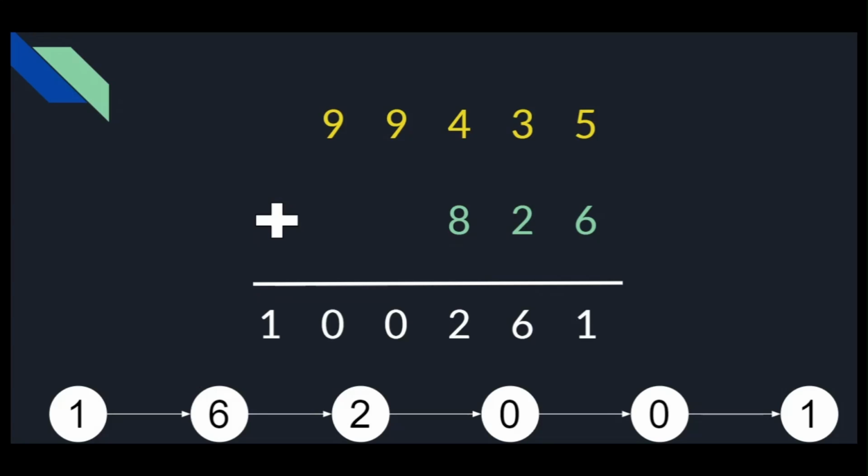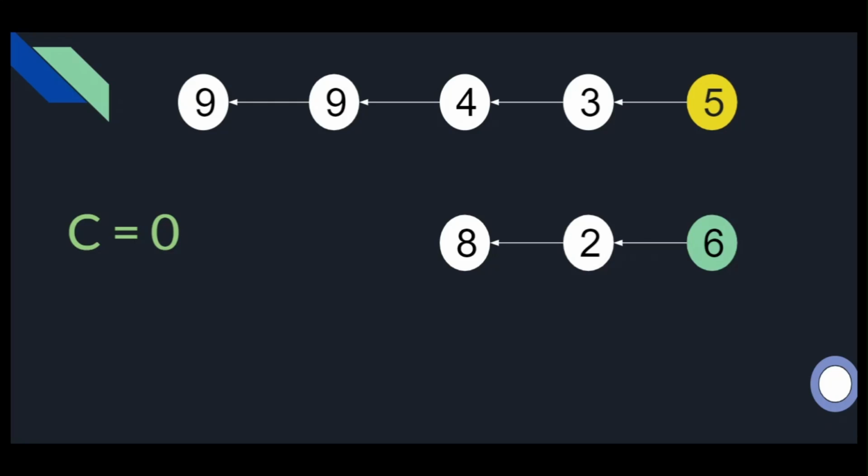Now we will see how we do it in linked list, because we are not given numbers, we are given linked list. Since the linked lists which we have are in reverse order, so we can write those linked lists as follows. So here in the first linked list, the first node has value 5, the next node has value 3, the next node has value 4, the next node has value 9 and the next node has value 9. Similarly, in the second linked list, the respective values of the nodes are 6, 2 and 8.